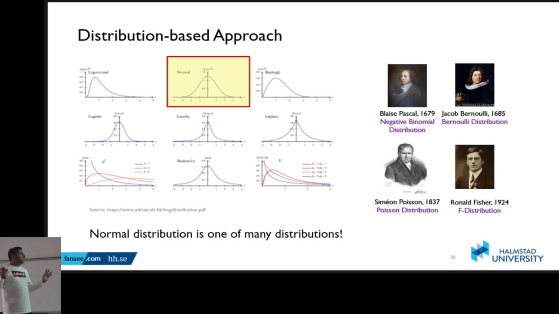Normal distribution is one of many distributions. We have lots more invented during history by mathematicians and statisticians. So there are lots of them. Each of them has some parameters. Normal distribution has mean and a standard deviation. Other distributions have their own parameters.